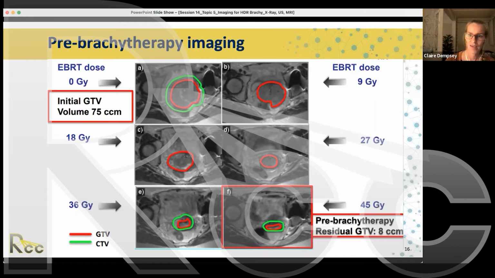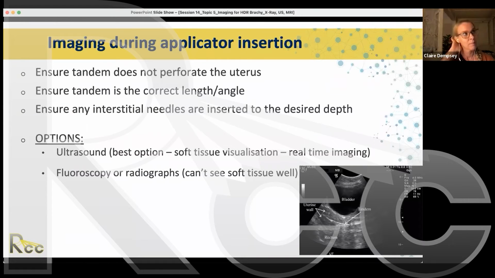And it then gives you an idea of how small your high-risk CTV is going to be. And maybe we don't need to put needles in this patient, and maybe tandem and ovoids is going to be the best option. But if you based your brachytherapy on the diagnosis image, or that 0 gray image, you'd be thinking, yes, we need needles, and yes, we need to do all this, because it is such a big tumor. So those images throughout treatment are really, really useful to make sure that you're in the right space before starting brachytherapy. One of the important parts of imaging is actually imaging during the applicator insertion.